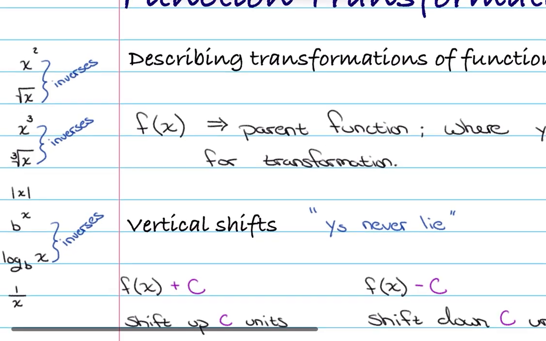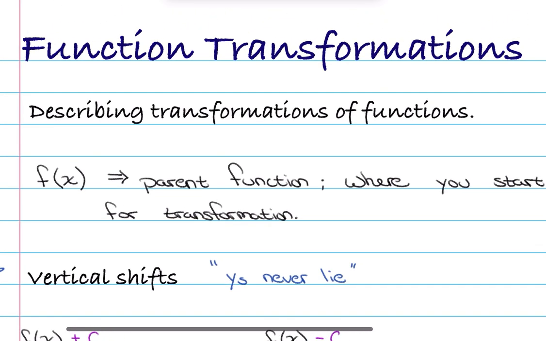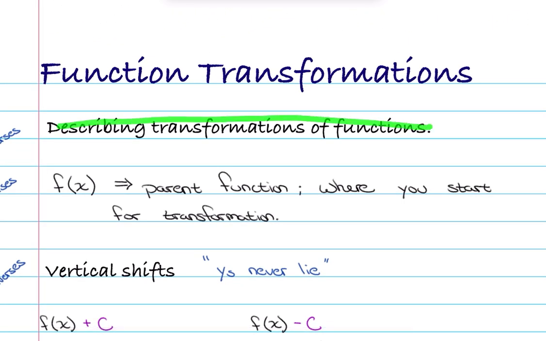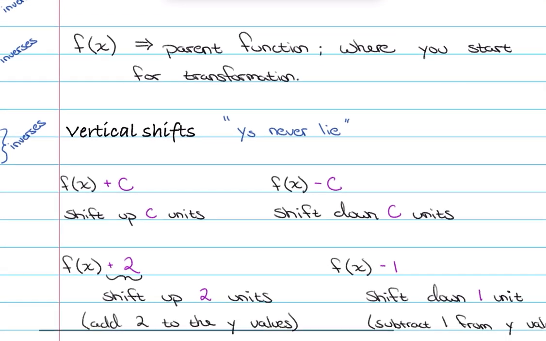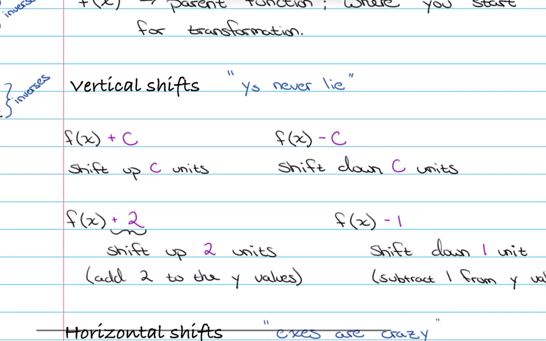Okay, so we can describe transformations just by the way a function looks. f of x is going to be our parent function. Later on in the series, I'm going to change this to p of x for parent, and that's where we're going to start all of our transformations. So the first thing we're going to talk about is vertical shifts. That means we are shifting up or shifting down, okay?